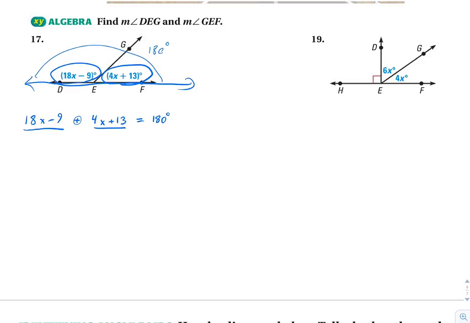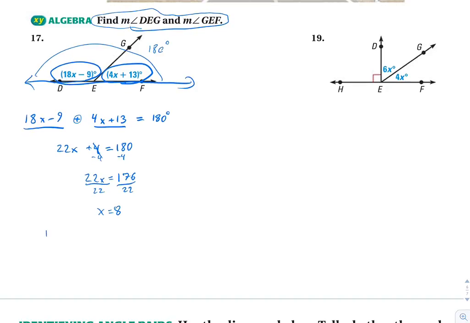Okay, so I'm just going to solve this normal algebra. So combine like terms, combining like terms still, 180, subtracting 4, 22x equals 176. Divide by 22 on both sides. We get x, that's going to be 8. Now we need to see what it's asking. It says, find the measure of angle DEG, the left one, and GEF, the right one. So we need to go back and plug these in.